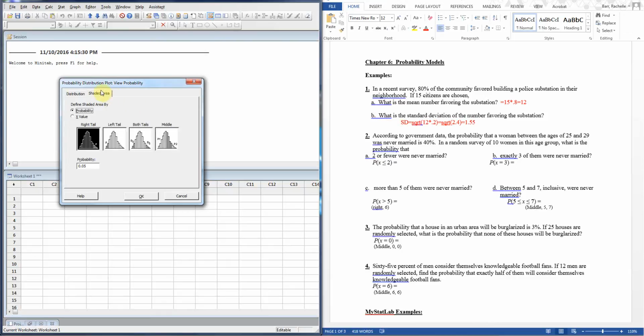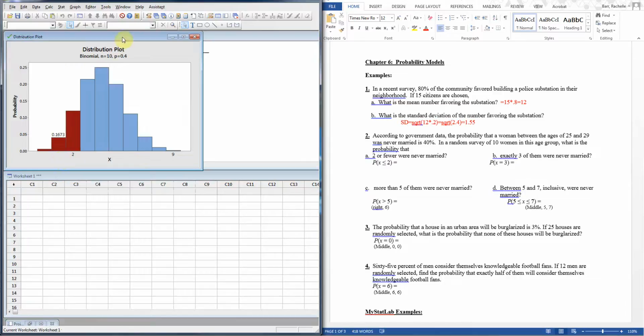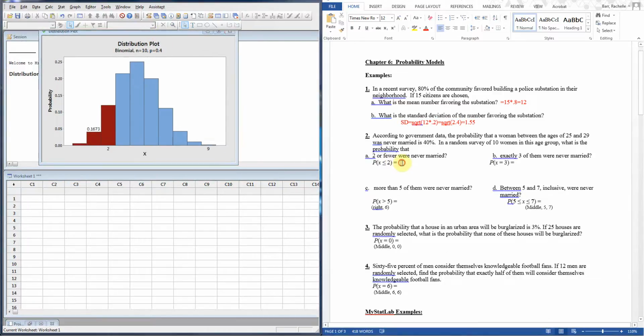And then shaded area. This is where we need to pay attention to which direction we're heading. And since I want less than or equal to 2, I'm going to be putting in an x value and going to the left of that x value because I'm doing less than or equal to 2 and putting the 2 in there and hitting OK. And there we are. And that tells us that our probability is going to be 0.1673.